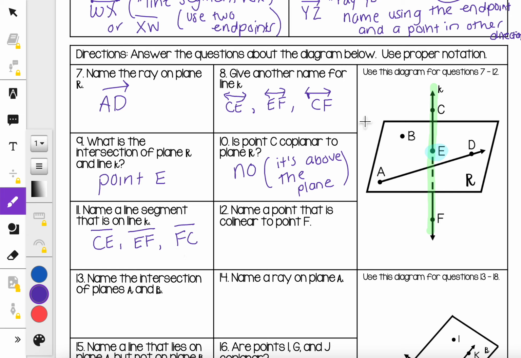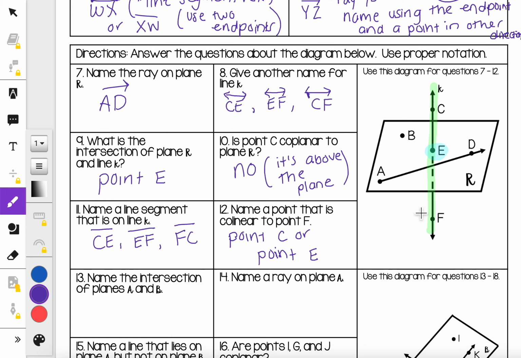And number 12, name a point that is colinear to point F, okay? So colinear means they lie on the same line. So here, point F, it would be C or E. All right, both of those answers would be acceptable.